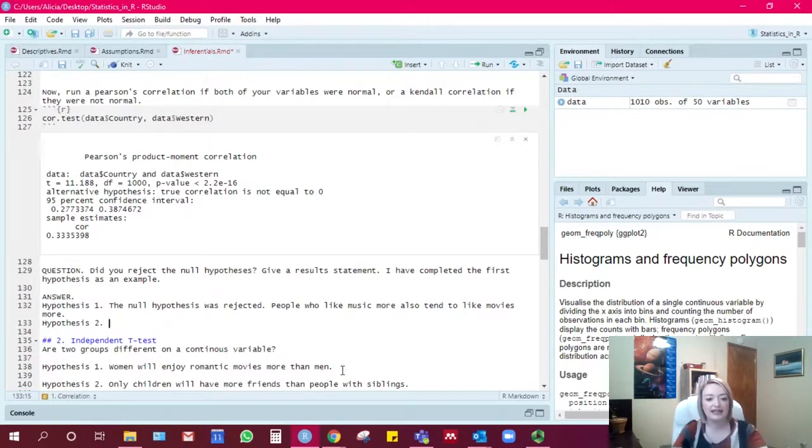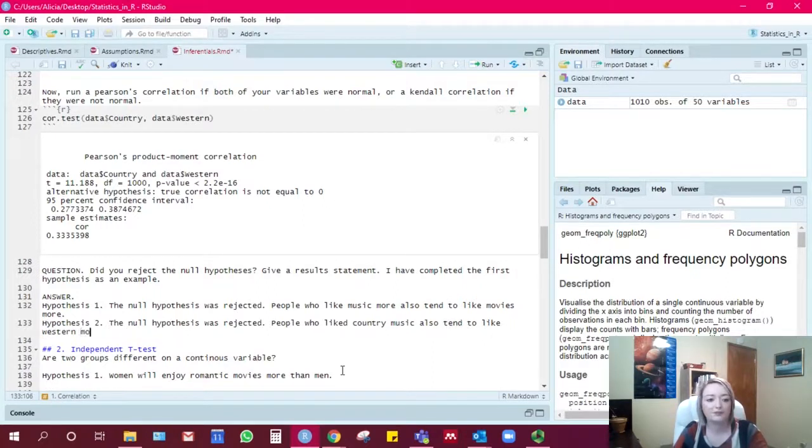So we'll go ahead and type that out right here. The null hypothesis was rejected. People who liked country music also tend to like Western movies. There you go.